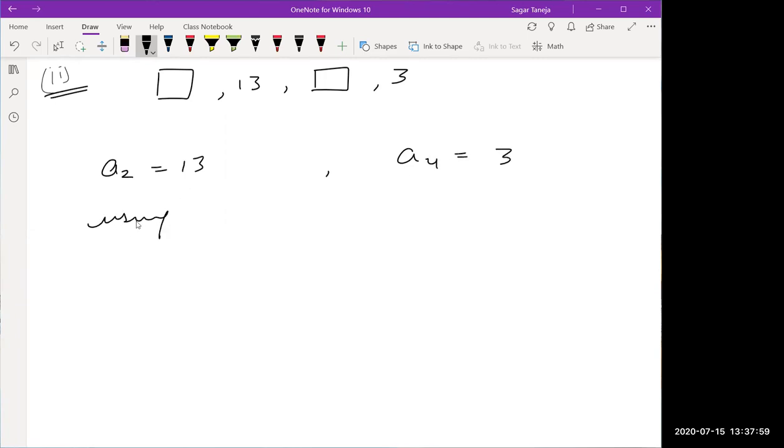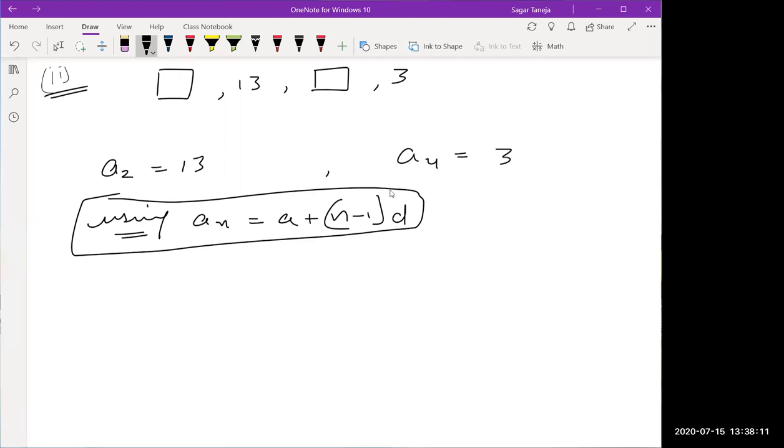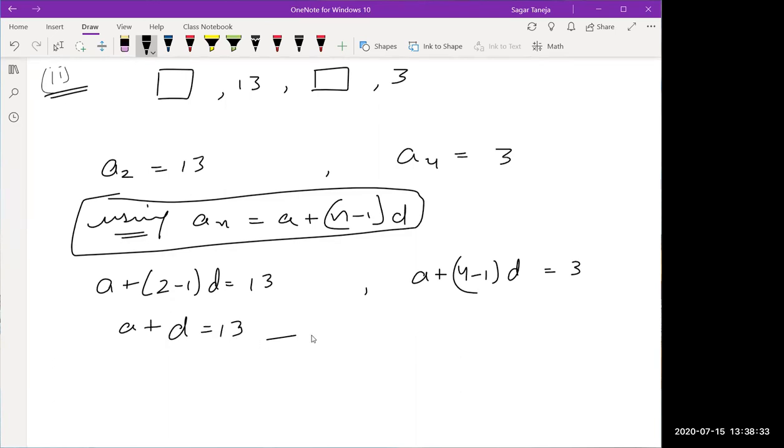Using again the formula, which is an is equal to a plus n minus 1 d. I hope this formula is clear to you. An is written as a plus n minus 1 d, then this a2 can be written as a plus 2 minus 1 d. And this a4 can be written as a plus 4 minus 1 d. The students are saying the answer is 18 and 8. Okay, let us solve. a plus 2 minus 1 will be 1, 1 d is d only. Let this equation be 1. And this is a plus 3d. Now it is converted into a linear equation in two variables.